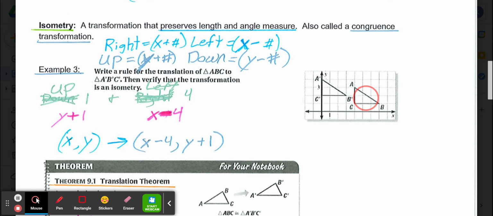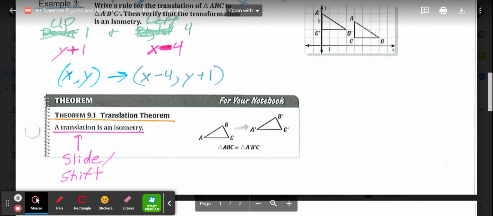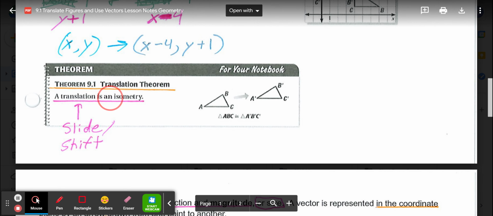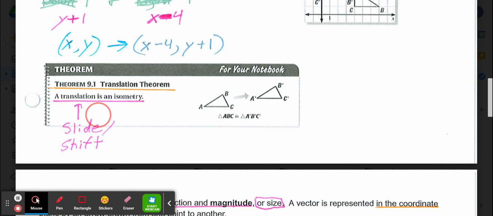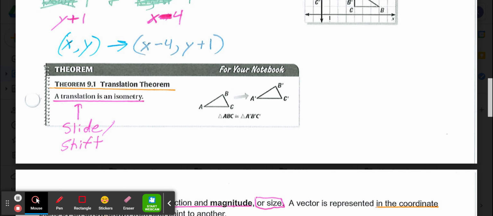And I'm not going to worry about the full verification, but what we can look at is we see when we move this triangle to this one, all the side lengths stay the same, all the angle measures stay the same. So that simply puts it to Theorem 9.1, the translation theorem, which states a translation is an isometry. So any translation, which you can think of as a slide or a shift, is an isometry, meaning the figures will remain congruent.